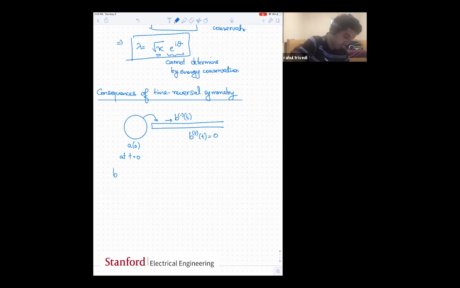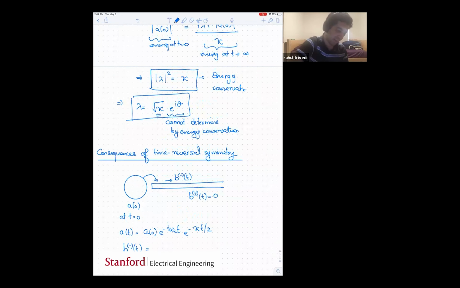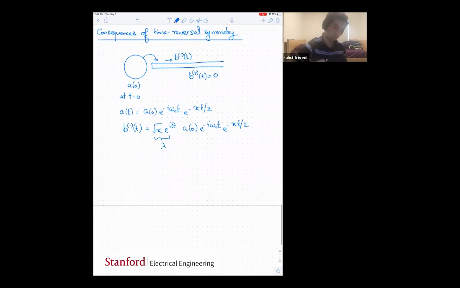So let me write down the solution. We wrote A of t as A of 0 exponential minus i omega c t exponential minus kappa t by 2. And we wrote B minus of t as lambda times A of t, but lambda we discovered has a magnitude of square root of kappa because of energy conservation. So let me put that in: square root of kappa exponential i theta. This is nothing but lambda times this coefficient. So this is the solution that we obtained by just solving our coupled mode equations.